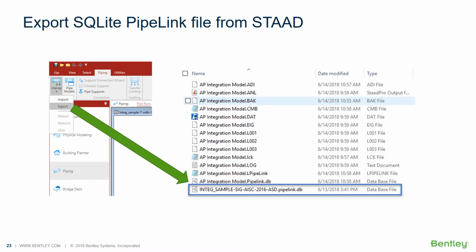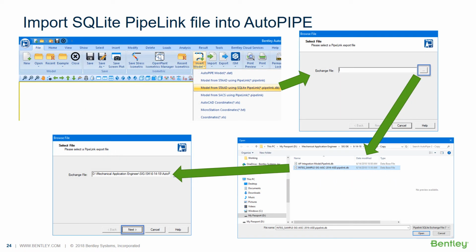Once he goes through, makes his changes, does what he needs to do, and brings down the stresses and satisfies his criteria, he can send out the SQLite PipeLink file from STAAD. There's an interop option in STAAD, an export option, and then he will be sending out another pipelink.db file that I will then be able to receive from him. And on the AutoPIPE side, I can then insert the model from STAAD using the SQLite PipeLink file.